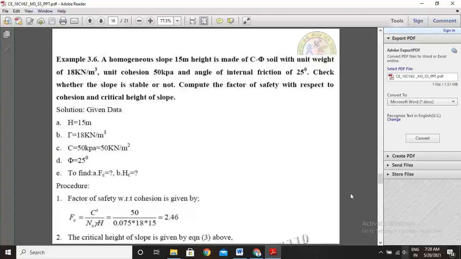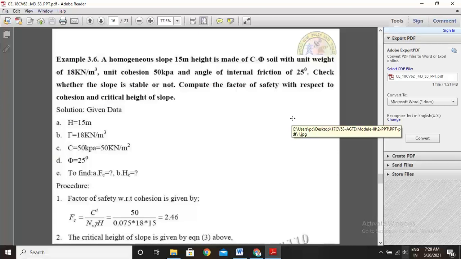Next problem. A homogeneous slope 15 meter height is made of c-phi soil with unit weight of 18 kilonewton per cubic meter, unit cohesion 50 kPa and angle of internal friction of 25 degree. Check whether the slope is stable or not. Compute the factor of safety with respect to cohesion and critical height of slope. So this is a slightly different problem.